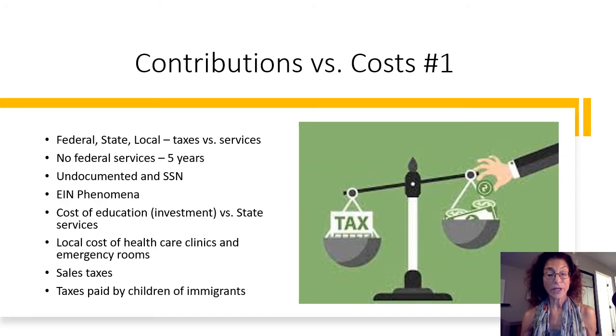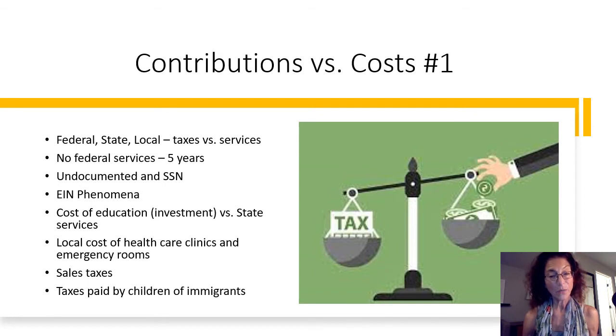On a state level, it's much more even because the states pay for the majority of the cost of education and immigrants skew young. However, education can be seen as an investment, particularly if those young immigrants are going to stay in the society and become part of the society. But if you just look at it as taxes versus services, on a state level, it's about equal. On a local level, immigrants cost more than they pay in because of the cost of healthcare.